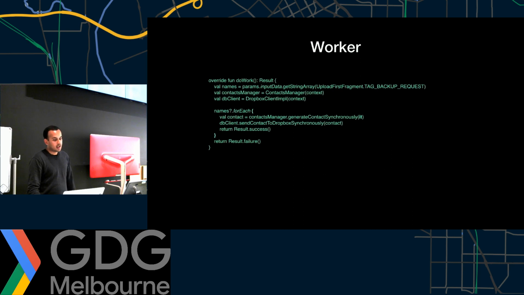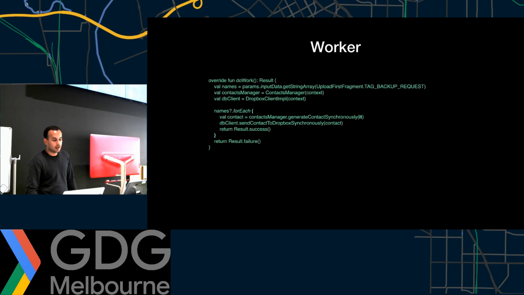So in this particular case, it's getting the input data that we pass in, and it's spinning up a couple of, I guess, convenience classes to be able to talk to the backend. This app actually, what it does is it takes your contacts and backs them up to Dropbox. It's the first ever app I made. That's how I learned Android.